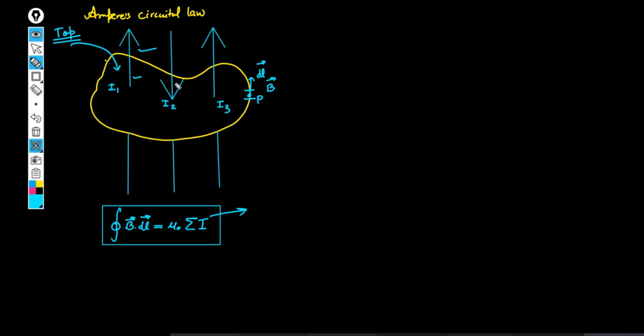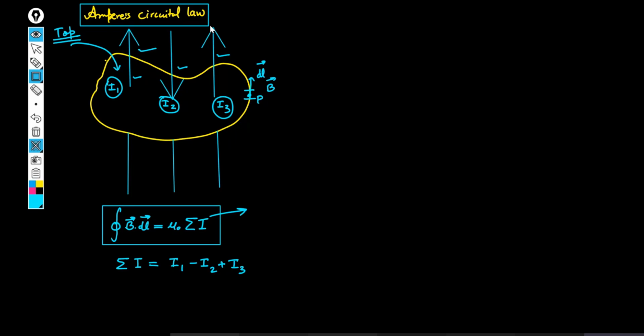So I1 is outgoing, I2 is incoming, I3 is outgoing. So summation I for this special case will be I1 as positive, I2 as negative, and I3 as positive. The outgoing current you will always take positive, I1 and I3 outgoing positive, and I2 is incoming, we will take it as negative. I hope Ampere's circuital law is clear to everyone. Yes, sir. Very good.